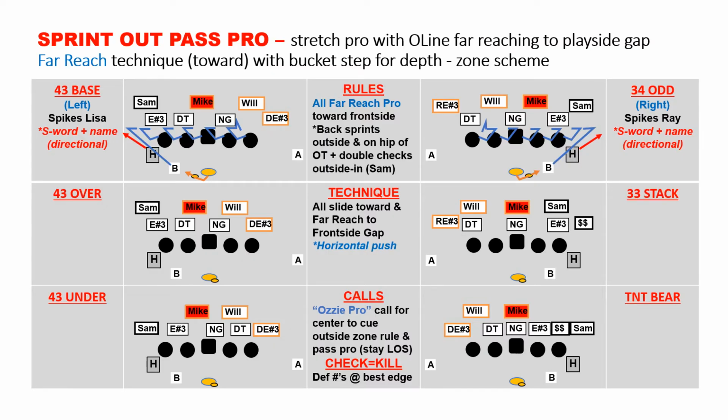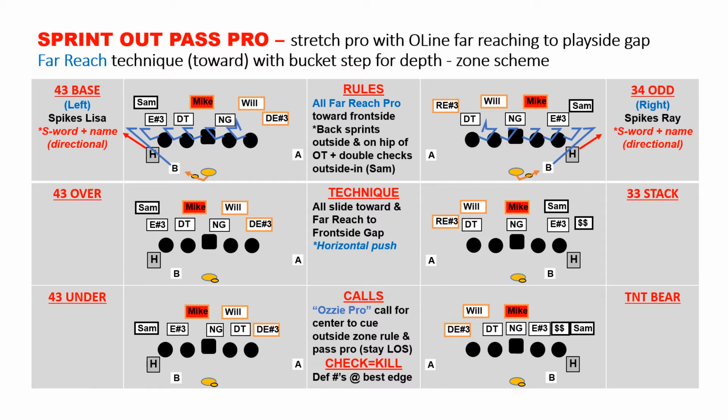One thing we really like about incorporating stretch zone blocking, whether you make that a core part of your RPO or not, is we use this same technique for our sprint out pass protection. All we do here is add a pro call to the Aussie, so it's Aussie Pro Roger or Aussie Pro Larry, and that just tells the line they're going to use their exact same far reach technique, but we're going to stay on the line of scrimmage.